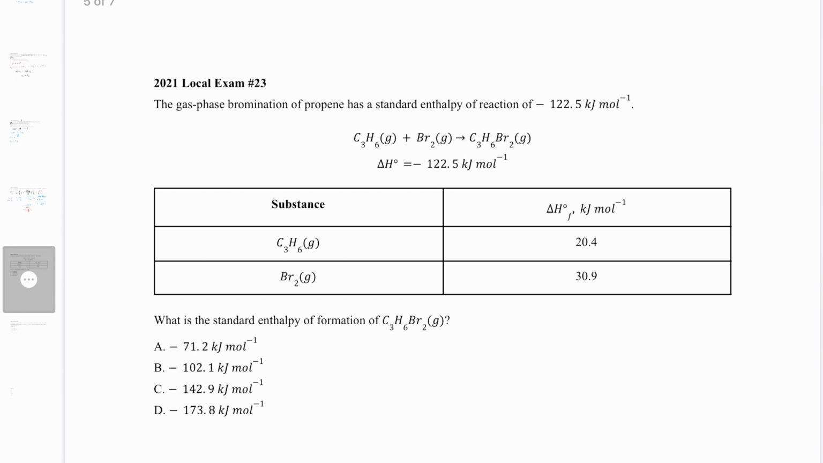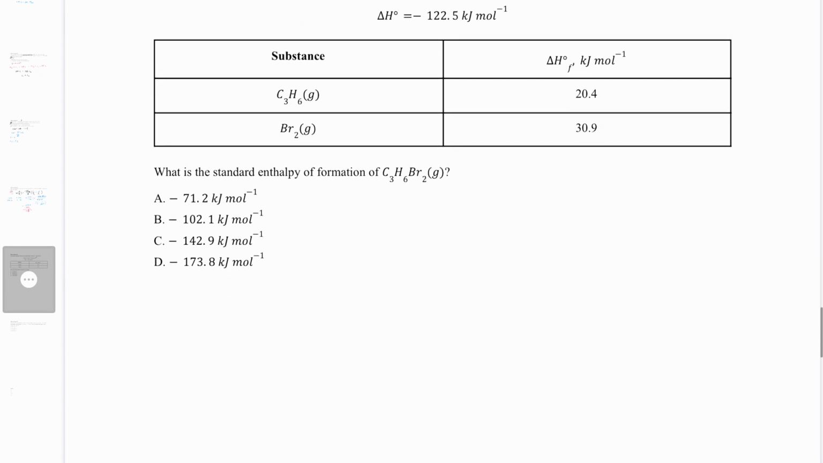The gas phase bromination of propene has a standard enthalpy of reaction of negative 122.5 kilojoules per mole, and we're given the reaction here. We're also given a couple of substances and their standard enthalpies of formation, and we're asked what is the standard enthalpy of formation of C3H6Br2 gas. Whenever you're dealing with enthalpy of formation, it always helps to write out the reaction that you're dealing with.